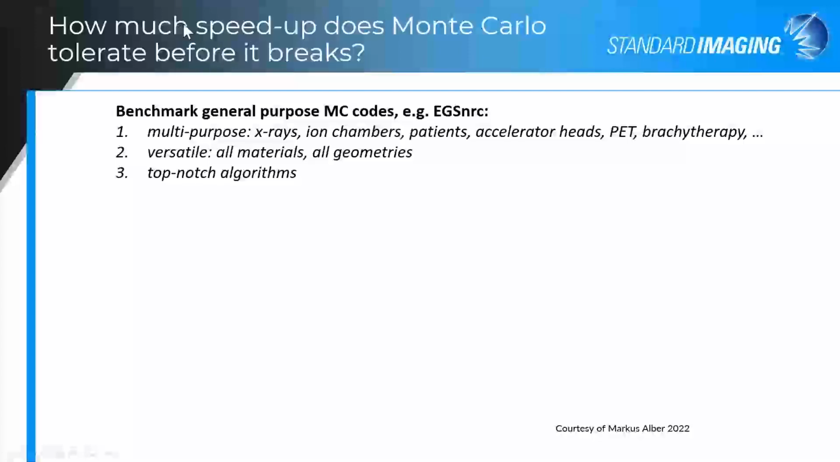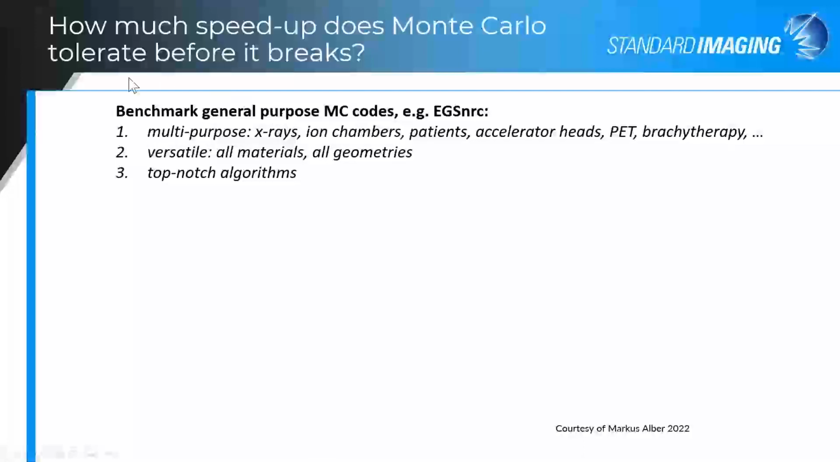So let's get back to talking about speed a bit. And how fast can Monte Carlo get before it breaks? So to step back, one would, of course, benchmark to the general purpose Monte Carlo codes, things such as EGS NRC or MCNP. EGS NRC is what the Stochastic algorithm has been benchmarked to.